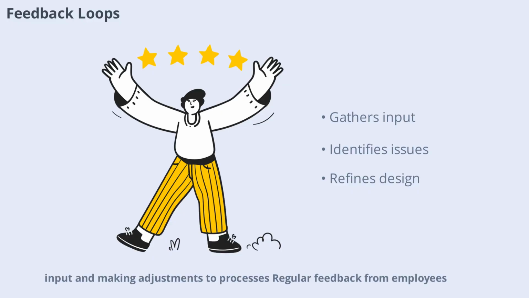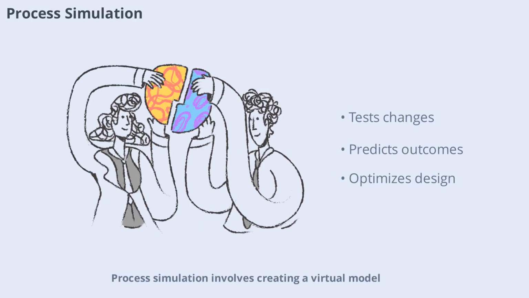Regular feedback from employees, customers, and stakeholders helps you identify issues early and refine your process design. Establishing formal feedback channels ensures that improvement is continuous and responsive. Process simulation involves creating a virtual model of your workflow to test changes before implementation. This allows you to predict outcomes, identify potential problems, and optimize the design. Simulation tools can save time and resources by revealing issues that might not be obvious in theory.